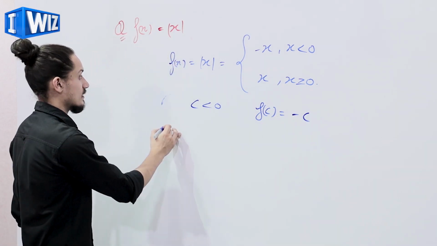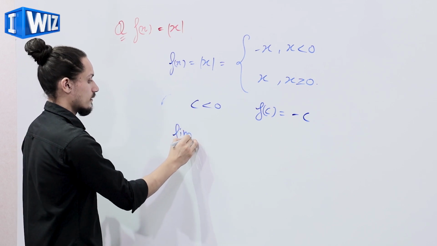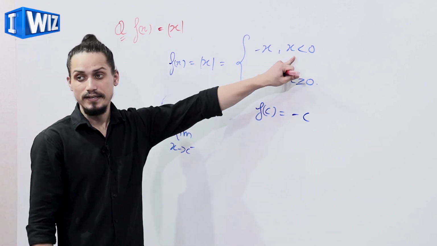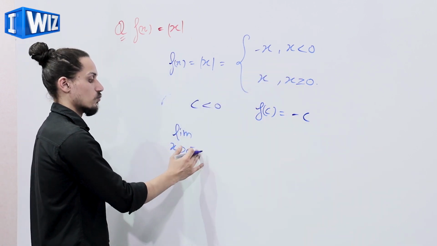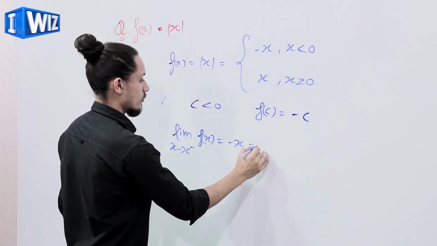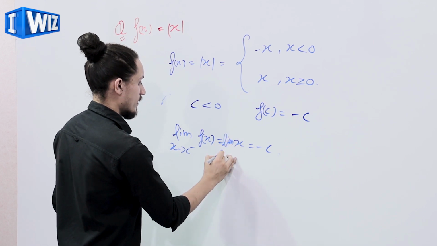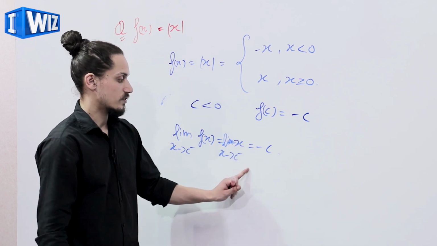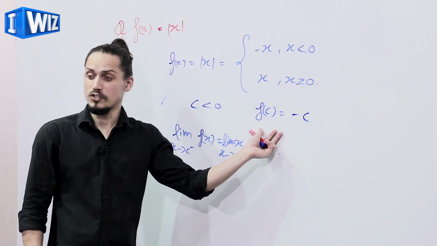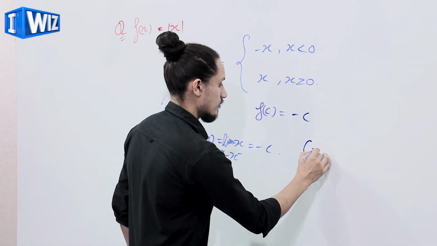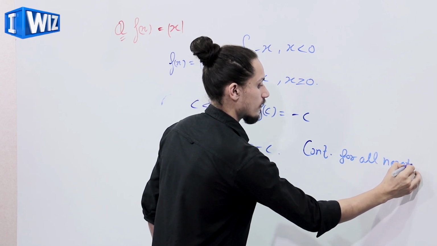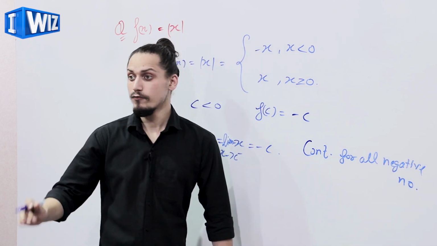Next, we'll check its continuity, or limit x approaches c negative, that is the left hand limit. Where will the left hand limit be? Here. So limit x approaches c negative, f of x will be equal to minus x, which is equal to minus c. So in this case, the limit of this function is equal to the value of this function at this point c. So it is continuous for all negative real numbers.